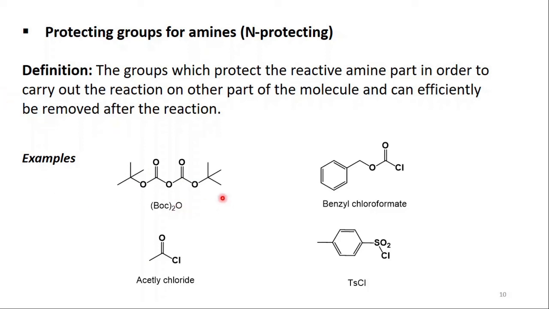The best example is Boc anhydride, of course, you can see the structure. It is a tertiary butyl group and it has a carbonate group at the center. It is an anhydride, so you can easily break it in the presence of water or dilute HCl. Then you have benzyl chloroformate, called CBZ chloride, and acetyl chloride CH3COCl, you have tosyl chloride and methane sulfonyl chloride. Again there are various examples. These are some of the examples which you can remember from the examination point of view.